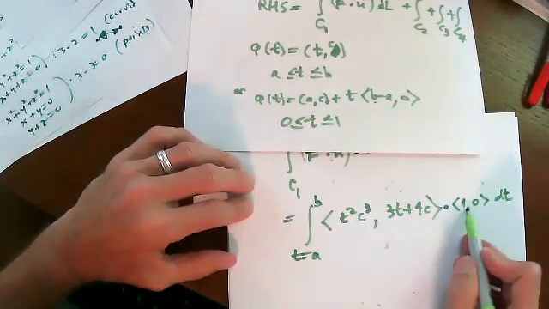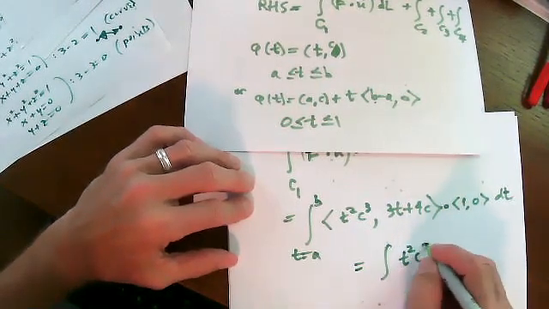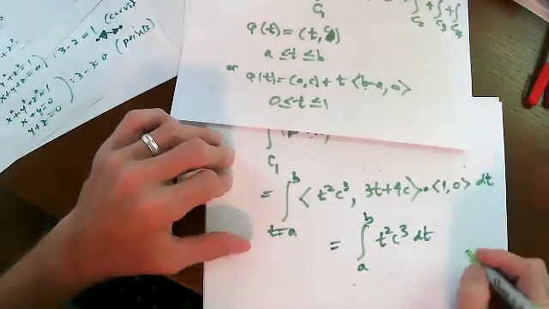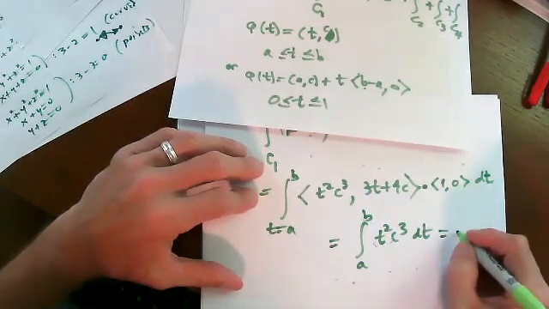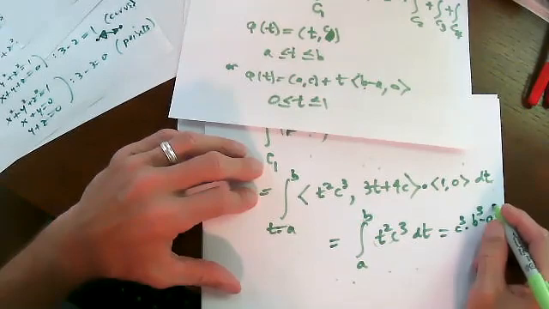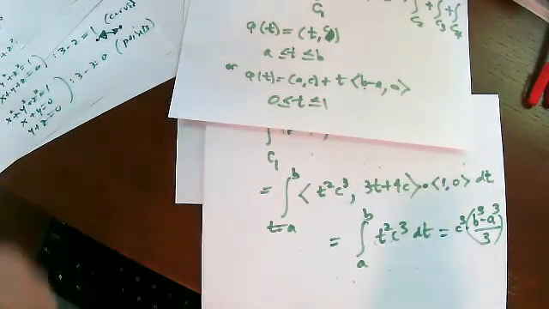Fortunately, this dot product gets nice and easy because of that factor of 0. So now you're just computing the integral of t squared c cubed dt between t equals a and t equals b. The antiderivative is t cubed over 3. I stick in the endpoints, and I'm going to get c cubed times b cubed minus a cubed over 3. Easy.